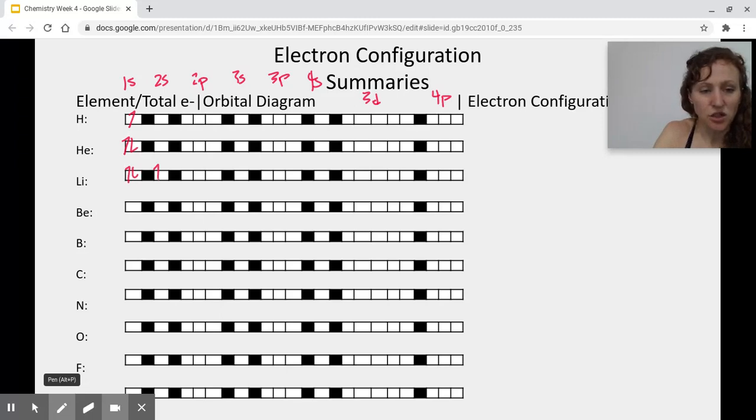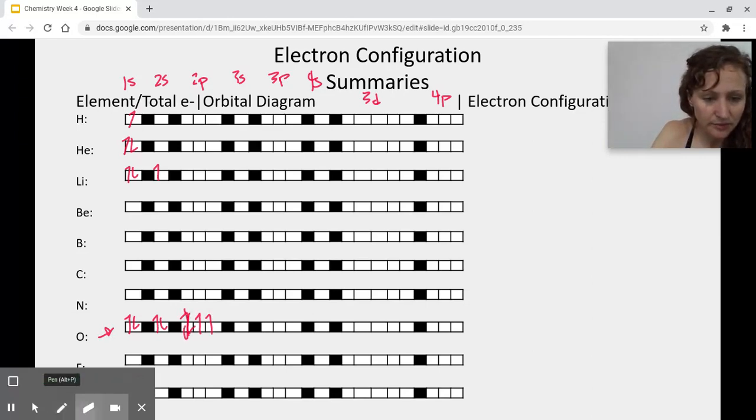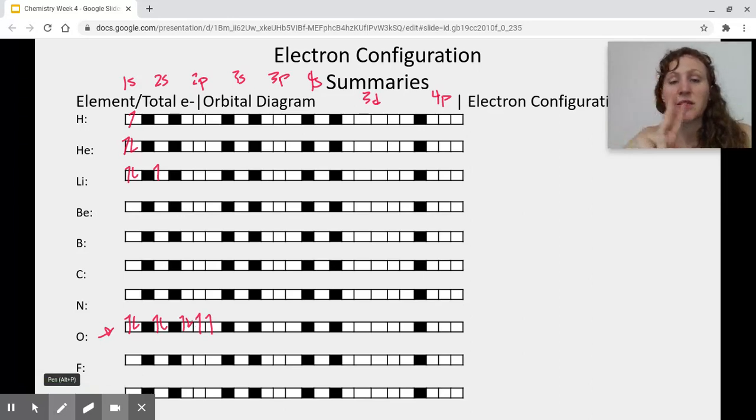Notice oxygen, we just did. Oxygen is this one. 1, 2, 3, 4, 5, 6, 7. Spreads out if they can. 8. Those are kind of close together. Let me do these again. And then 8 pairs because it would rather pair than move up in energy level.